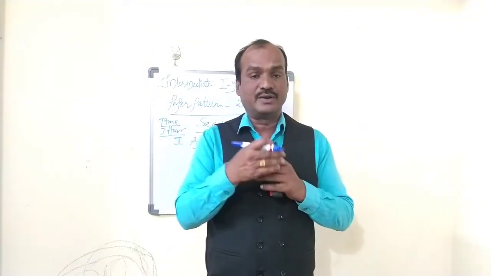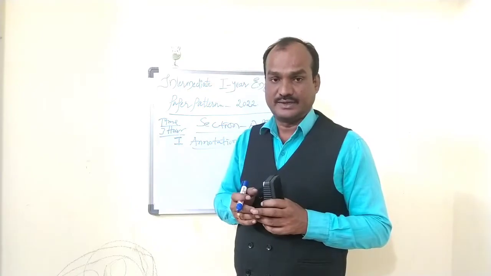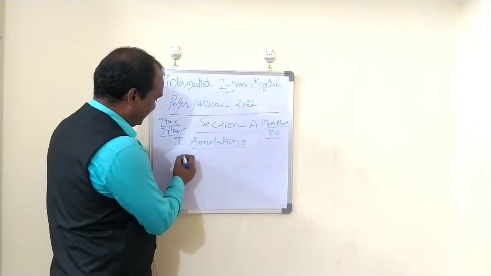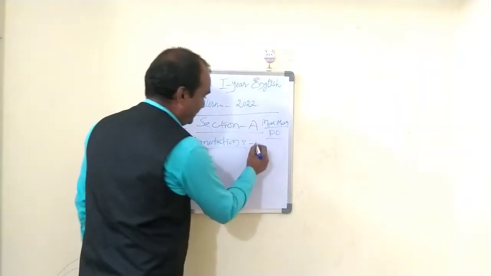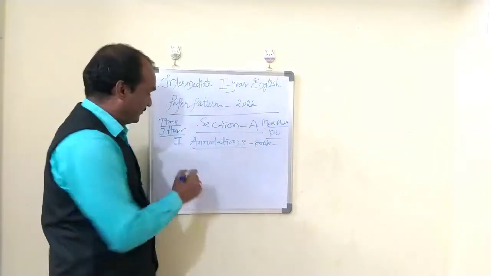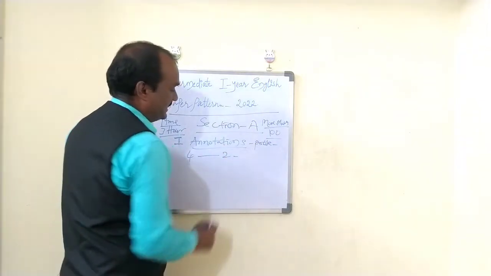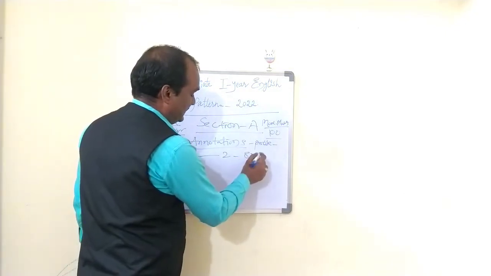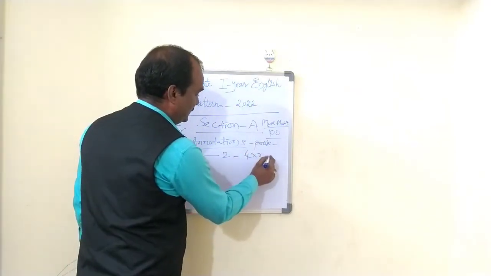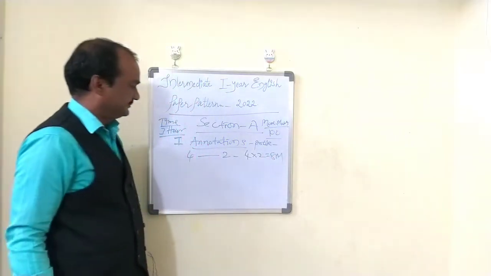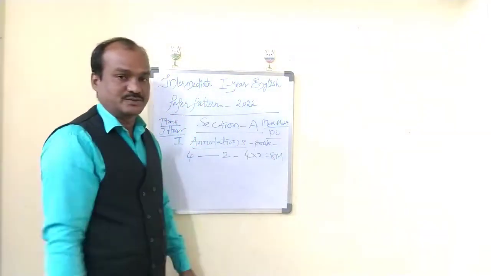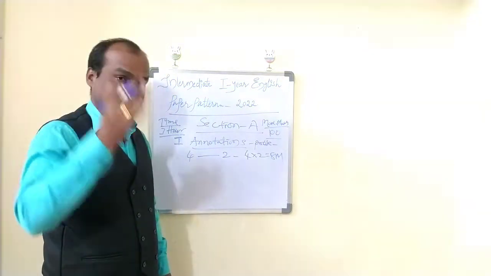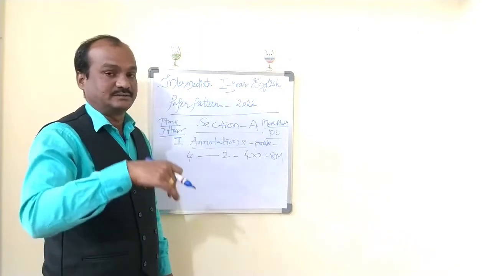The question will be asked like this: annotate the following. That is annotations from prose. 4 will be given, out of which we need to write any 2. Each carries 4 marks, so 4 into 2, you will get 8 marks here. 4 sentences from your reading text will be given, and we need to write the annotations.